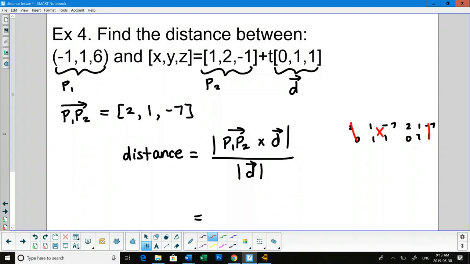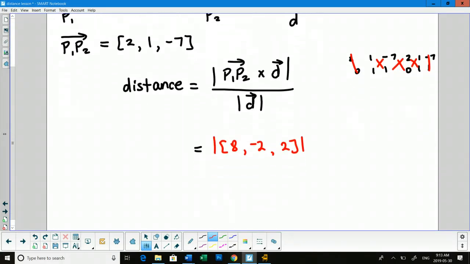So we get the vector 8, -2, 2. And then I want to find the magnitude of my direction vector, which will be 0 squared plus 1 squared plus 1 squared. Do I want to reduce 8, -2, 2? Yeah. I do. Wait, no, it's direction. Wait, no.